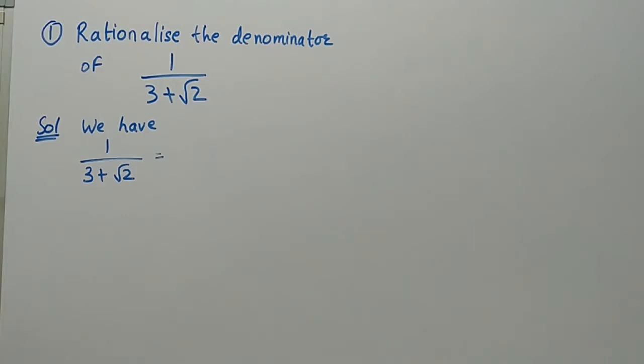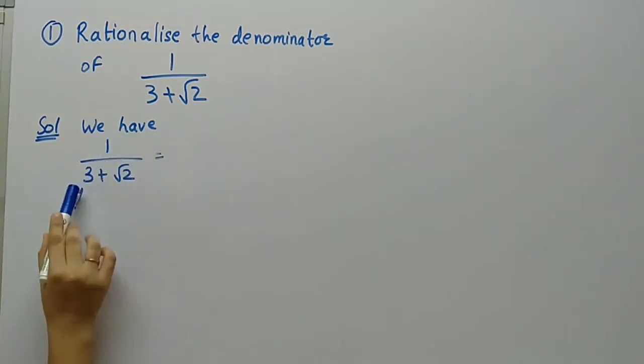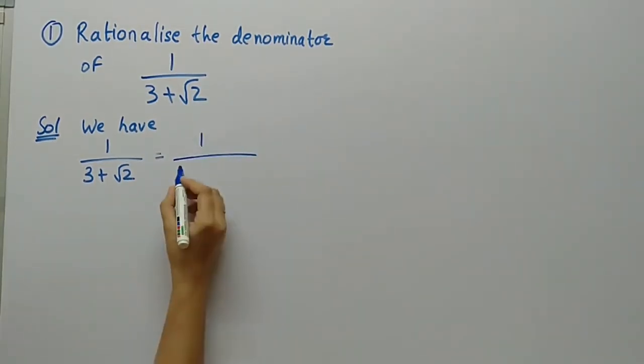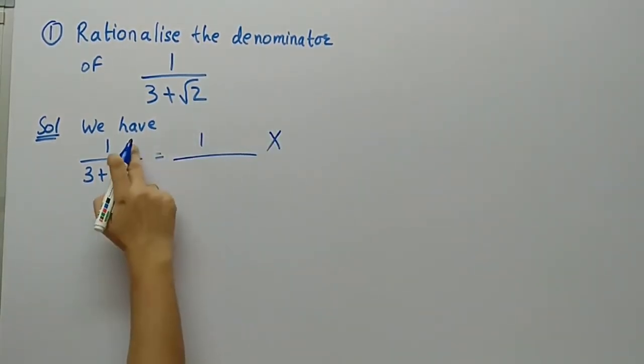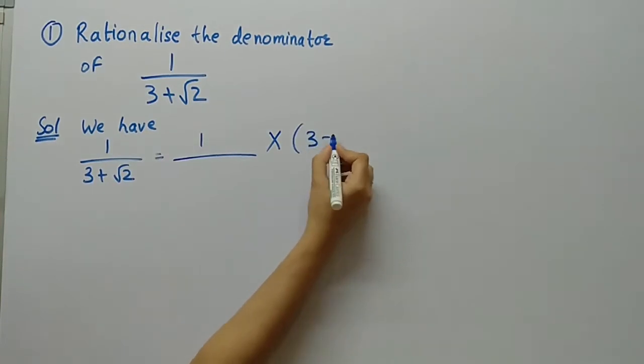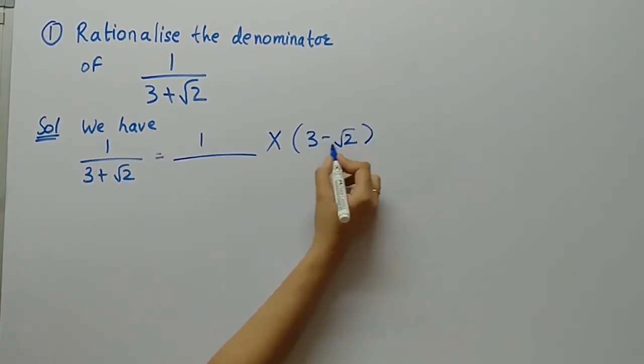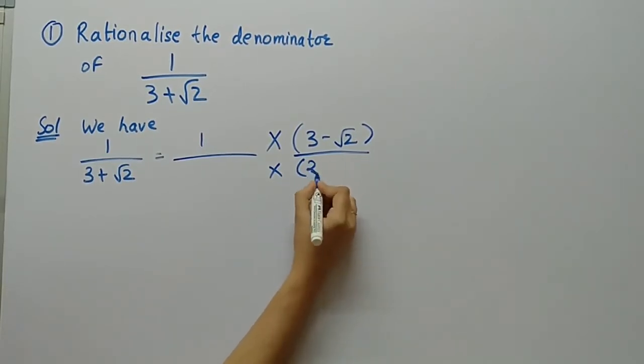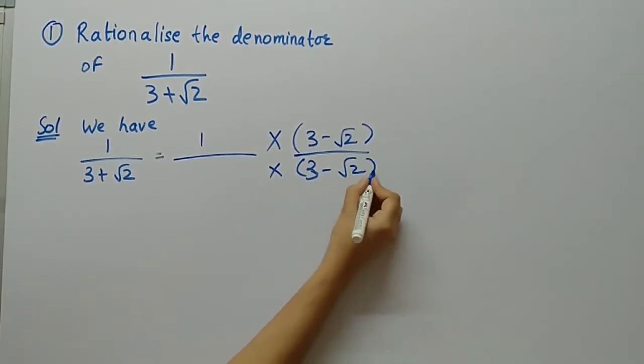3 plus root 2. So we have 1 upon 3 plus root 2. So now what we will do? We will multiply the numerator by 3 minus root 2, and we will multiply the denominator by the same number, 3 minus root 2.